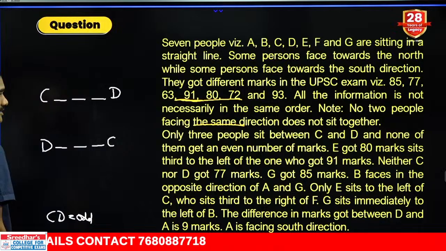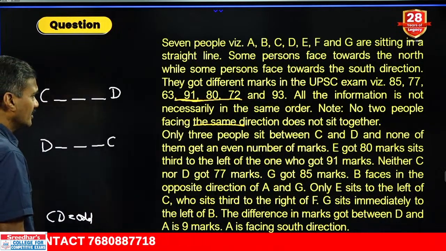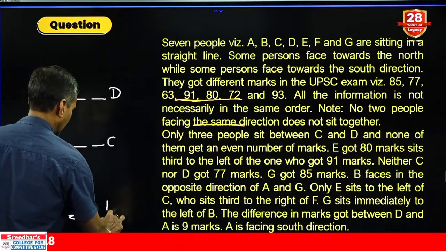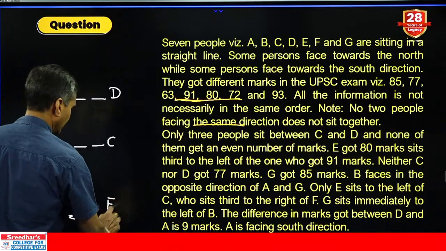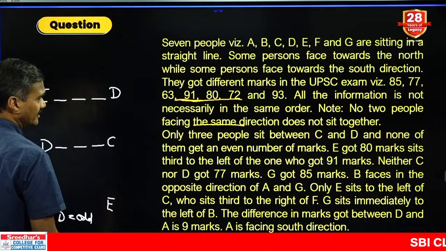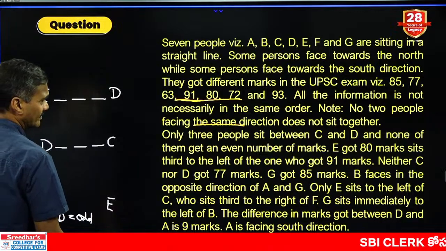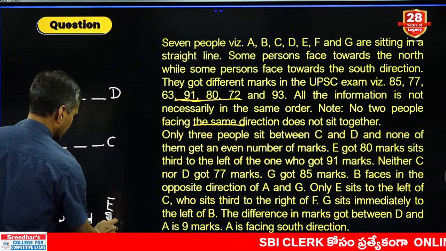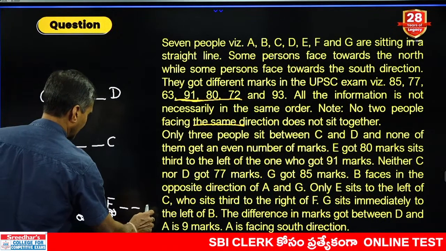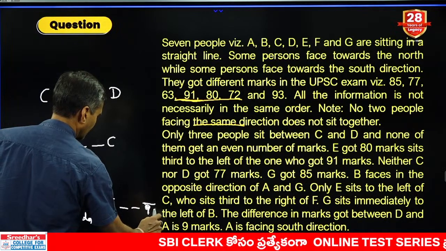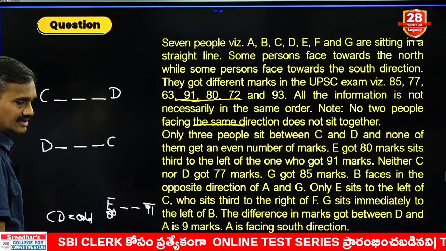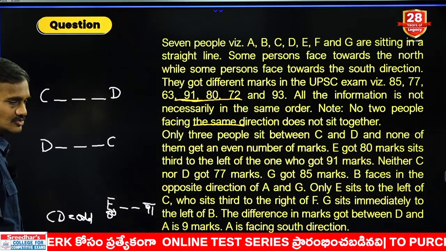Odd number. And next, E got 80 marks, immediately to the left of the one who got 91 marks. And third to the left of 91 means the one who got 80 is third to the left of 91. Between 91 and 80, there are exactly 2 persons.